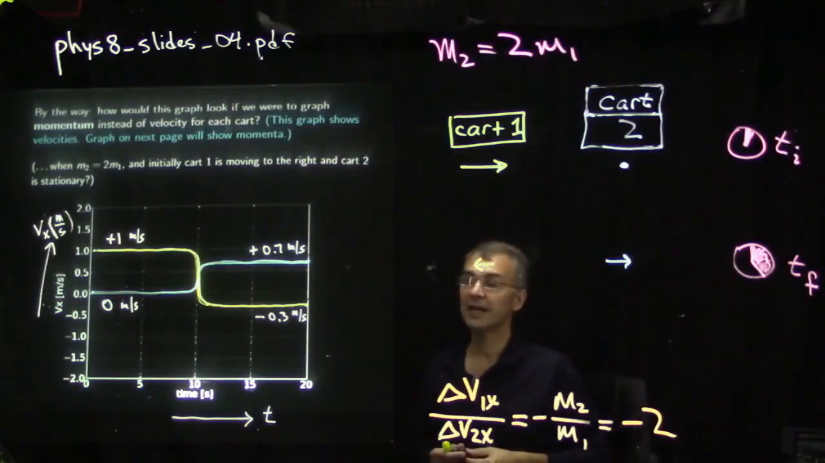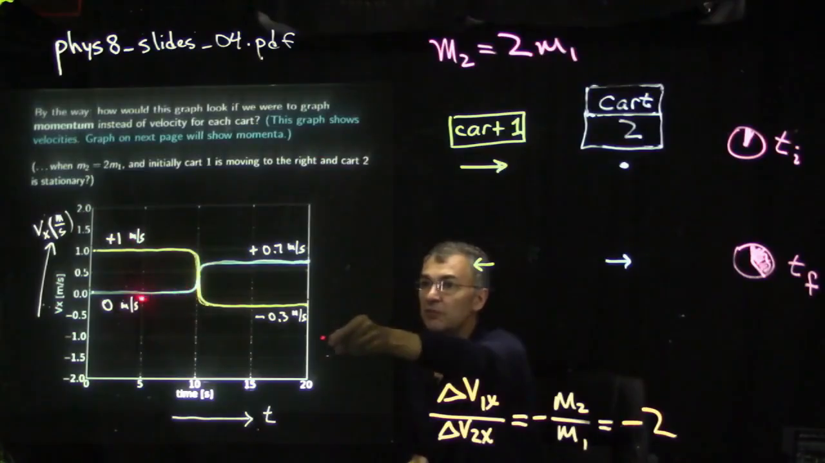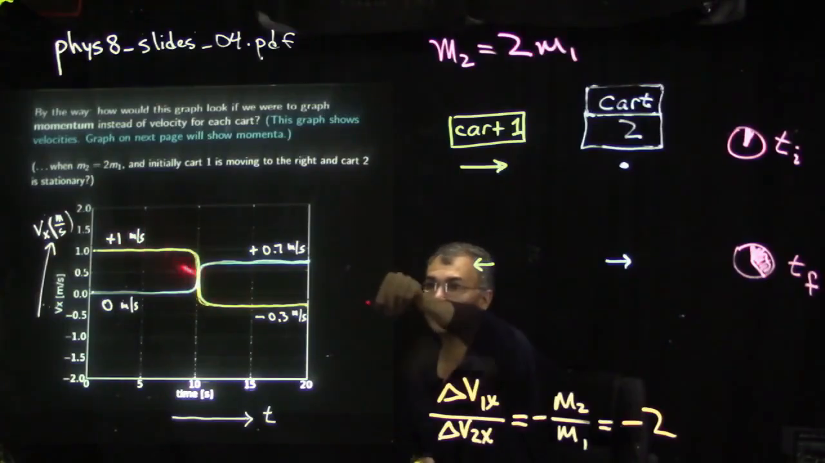You can see the change in the yellow curve has twice the magnitude of the change in the blue curve. So the change in velocity for cart 1 had twice the magnitude, and of course opposite direction, of the change in velocity for cart 2. And that makes sense. It's minus the ratio of the two masses.